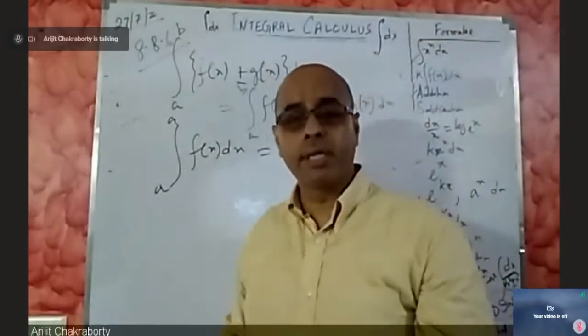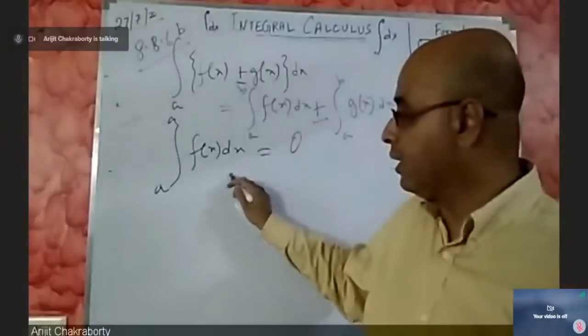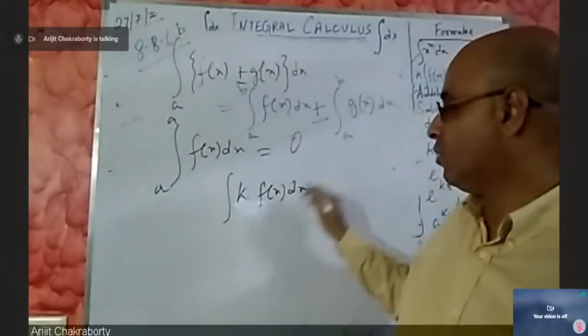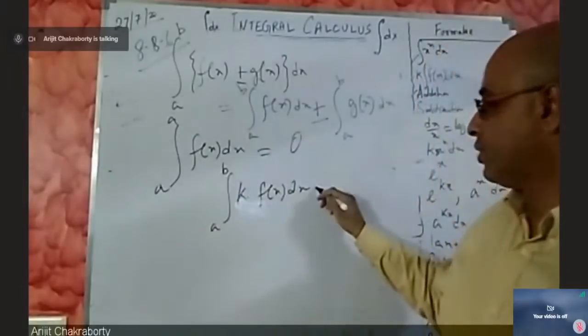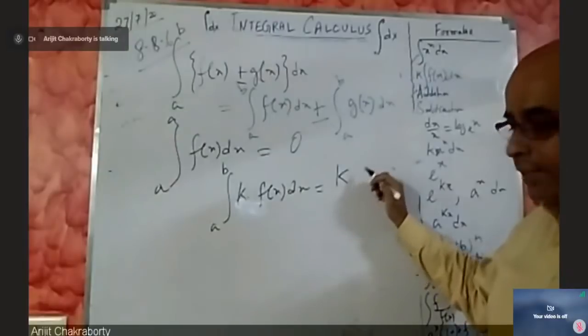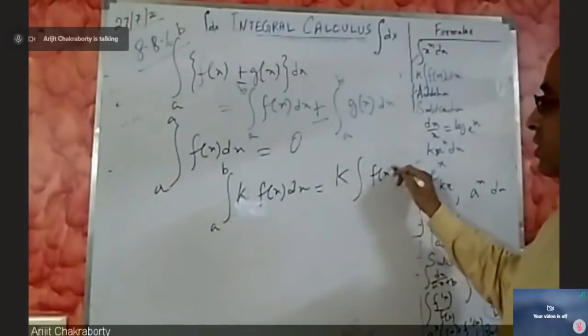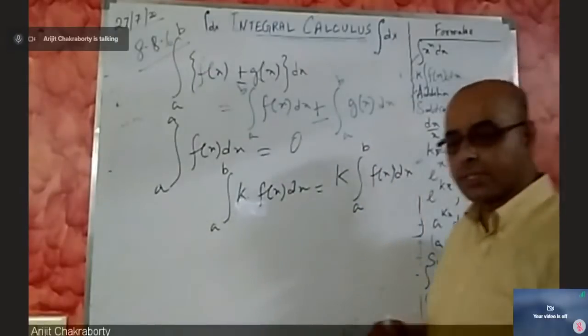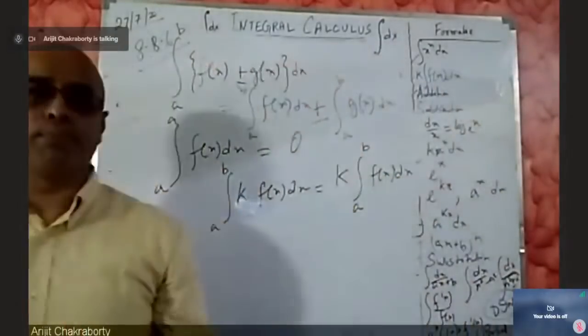Plus we have a constant multiplier rule, which you know already. So if you have k into f(x) dx within the range a to b, the answer will be, k will come outside, k into f(x) dx within the range a to b. So this is the constant multiplier rule.